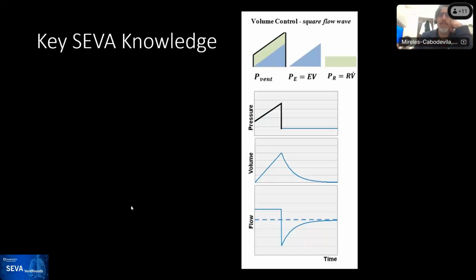So the key SEVA knowledge that we need to recognize for this session is how the volume control square waveform represents the loads of the respiratory system. And we have used this geometric presentation in which you have the elastic load and the resistive load, and the addition of these two together gives you the pressure on the ventilator.